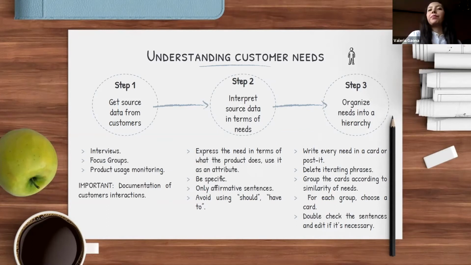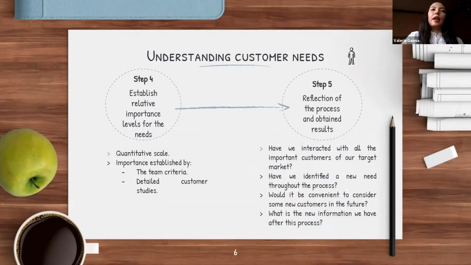In the next step, you establish a relative importance level for the needs. Here you have to use a quantitative scale. You can establish this importance by the team criteria, or maybe you can do it by detailed customer studies. You can use both techniques or just one. It is completely up to you and what you want to do.